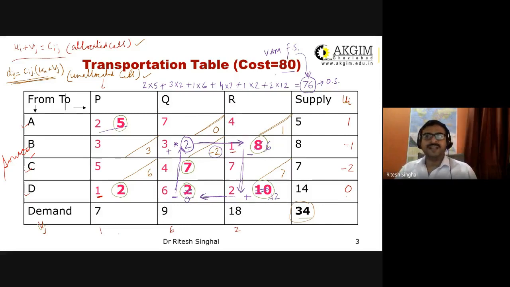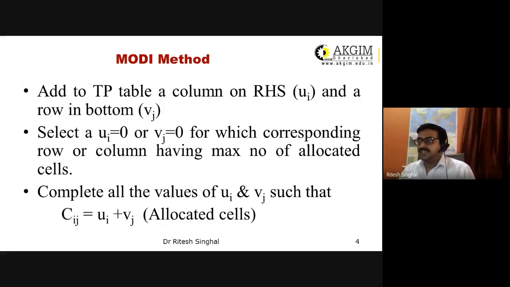Modi's method works in 2 steps. Number 1, first it checks the optimality of the existing solution, whether it is already optimal or not. And if it is optimal, then it's okay. If it is not optimal, then it has to be made optimal using modified distribution along with the loop of this particular solution. So these are the working steps of Modi's method.